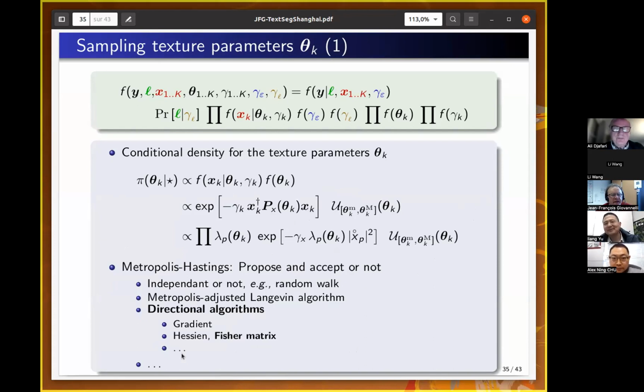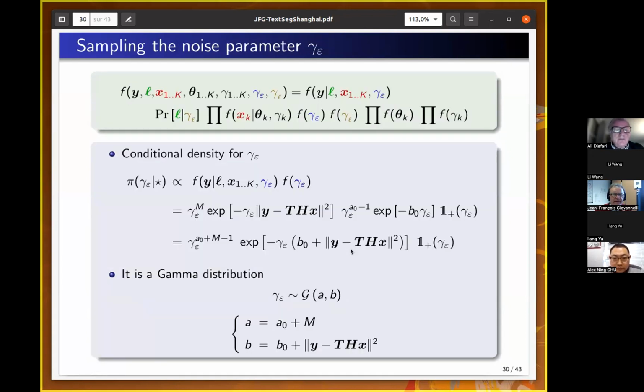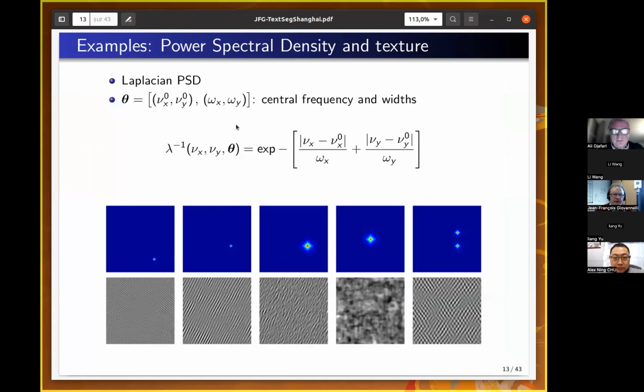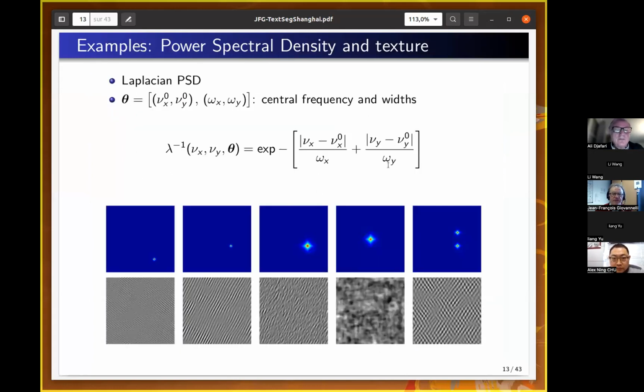So thank you. Welcome. I will try to do that. I will just remind that we are interested in the textural parameters. I would like to take a few seconds to remind that. For example, that is a model for the unknown image, the texture image. That is a model for the texture, and the texture parameters are these ones: central frequency, for example in the Fourier domain, and central width.